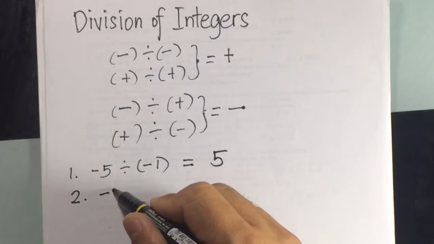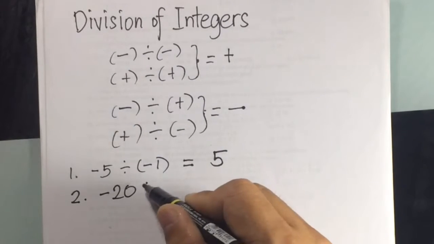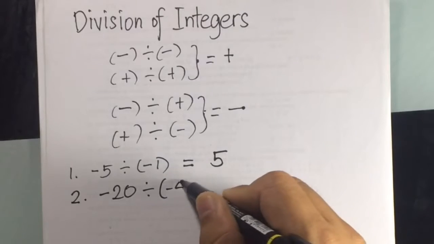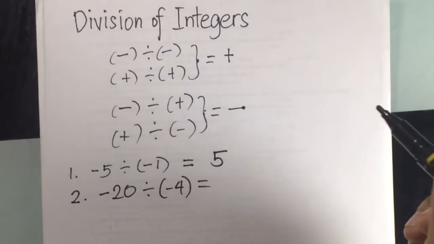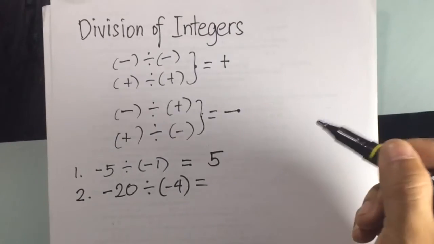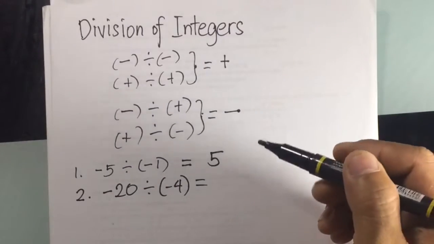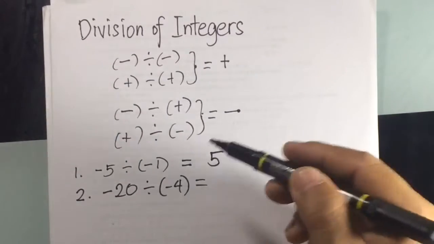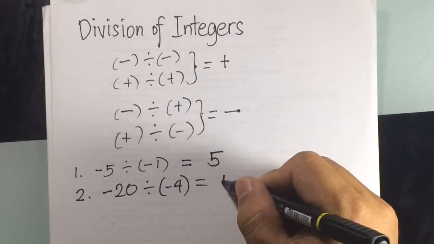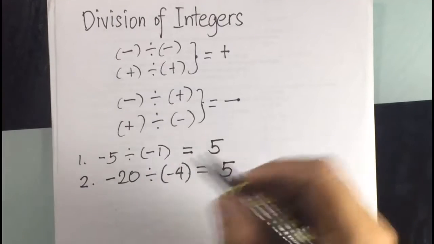Negative 20 divided by negative 4. So negative 20 divided by negative 4. So you are dividing like signs, so the result will be positive. So 20 divided by 4 will be equal to 5.